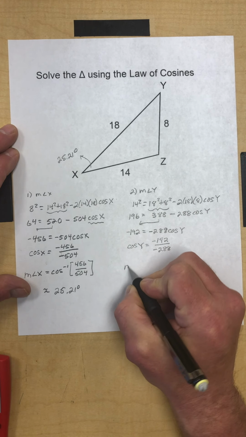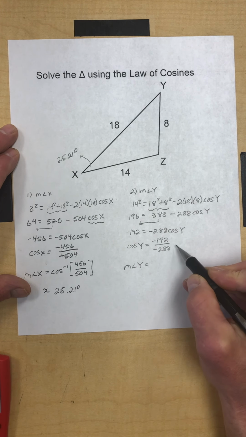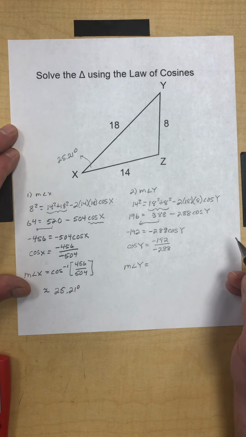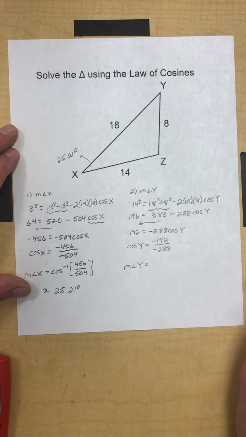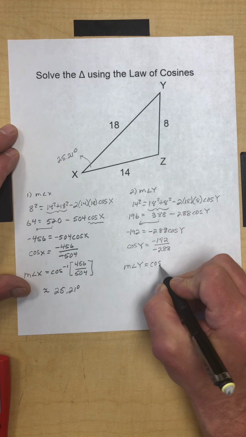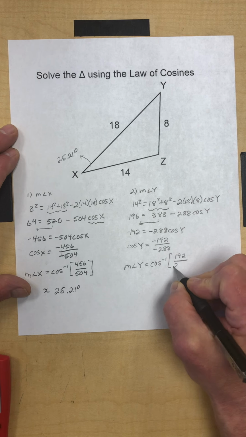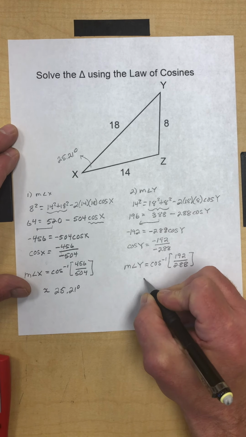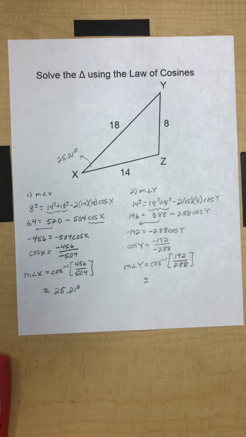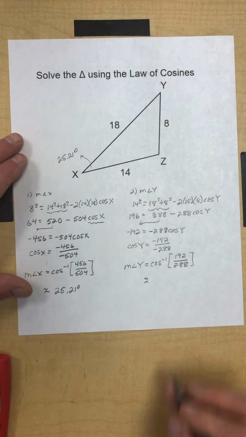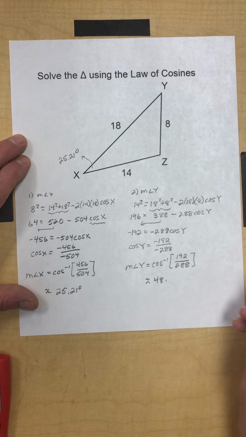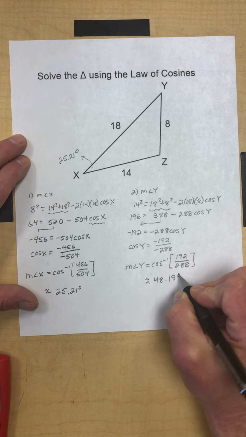So if that's the case, we know the measure of angle Y has to be cosine inverse of this ratio. Again, you can hold on to both negative signs if you want, or you can say, well, negative divided by negative is a positive, so I'll just drop them. So I'd get cosine inverse of 192 over 288, and then we punch that into our calculator. Second, cosine inverse 192 divided by 288, and hit enter, and we are getting 48.19 degrees when it's rounded off.